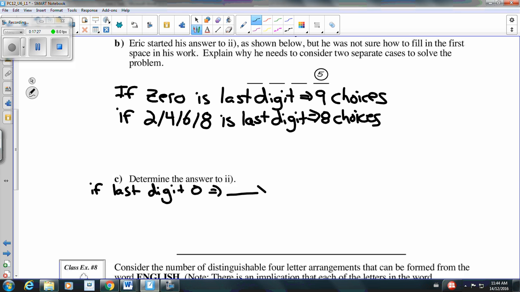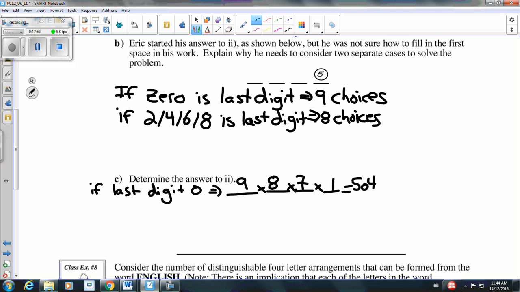we have, now we only have 1 choice for our last one because it has to be 0. Now we have 9 choices for our first one because we just know it can't be 0. We are not repeating, so we've still used up 2 numbers and then 3. So that gives us 504 even numbers that end in 0 with no repeats.